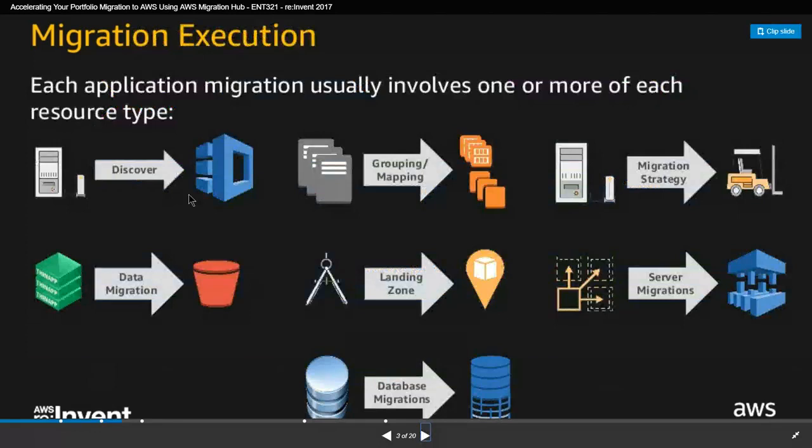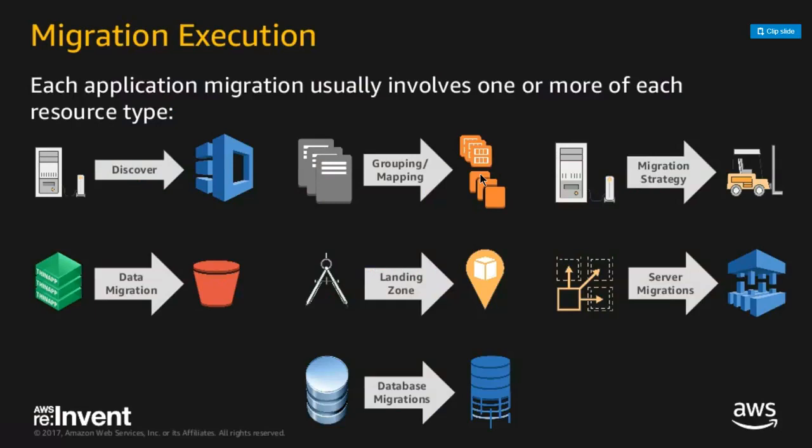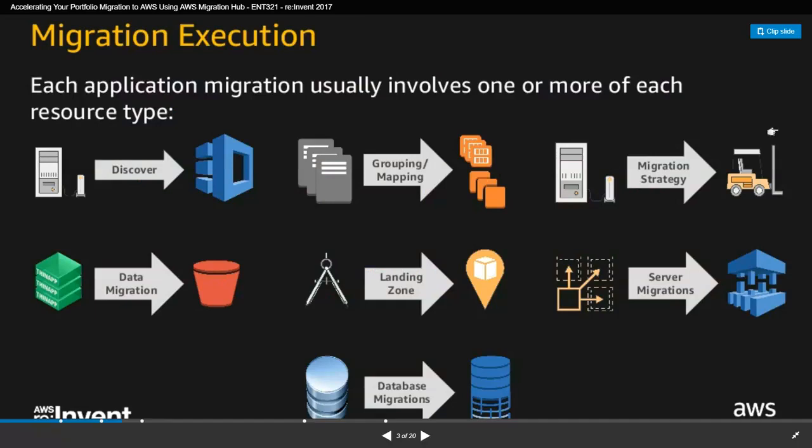So let's explore further, all right? So migration execution, each application migration usually involves one or more of each resource type, right? So first is discovery. You will see what to migrate, what not to migrate. You do grouping and mapping. I just gave you the payroll and finance example. Your attendance, leave application, salary slip, all have to be together, right? And then you draft a migration strategy. What is the migration strategy, right?